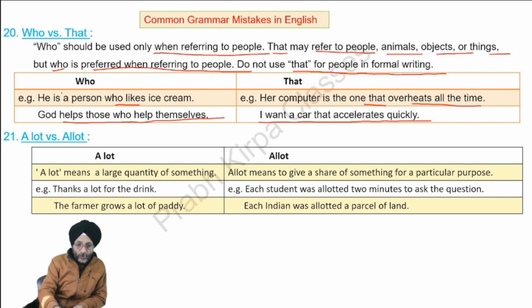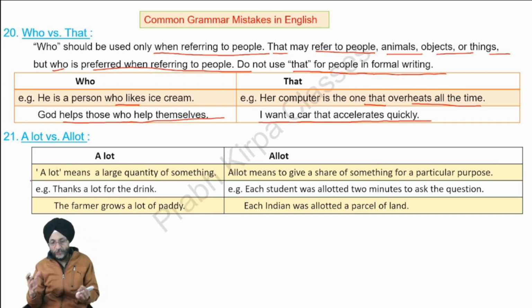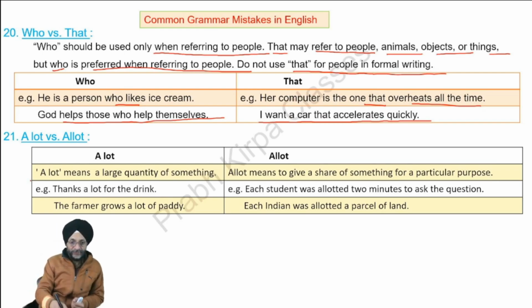Now we must also understand the difference between a lot and allot. Though in speaking both the words resemble the same, there is a difference in their meaning as well as in spellings. A lot means a large quantity of something. Thanks a lot for the drink. The farmer grows a lot of paddy.